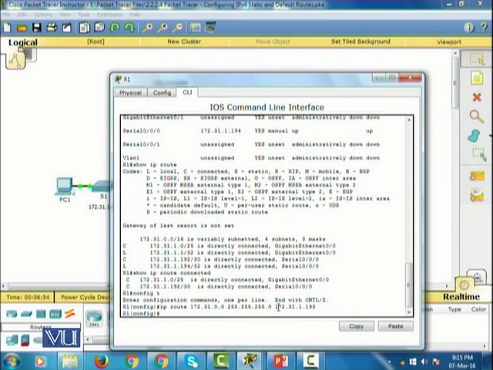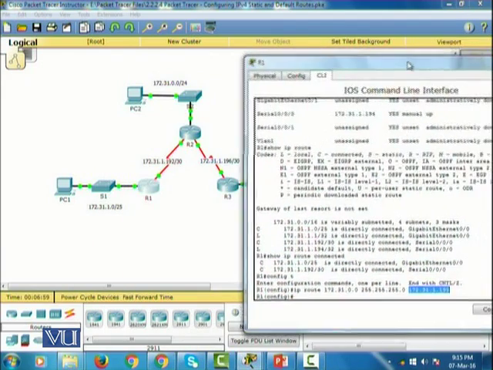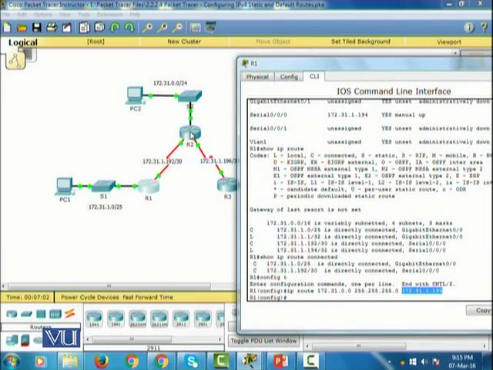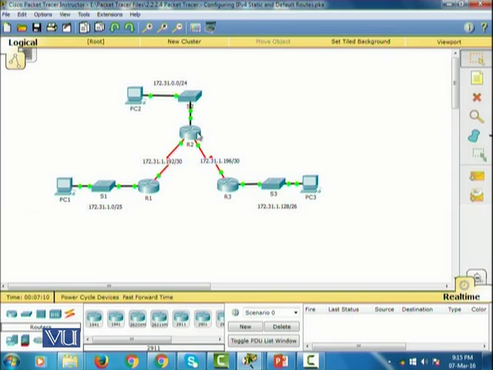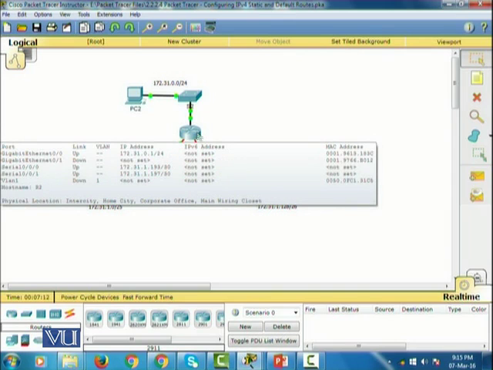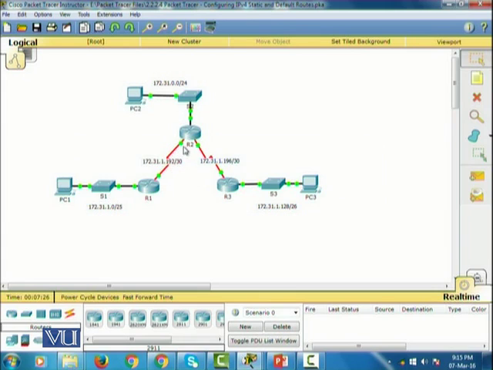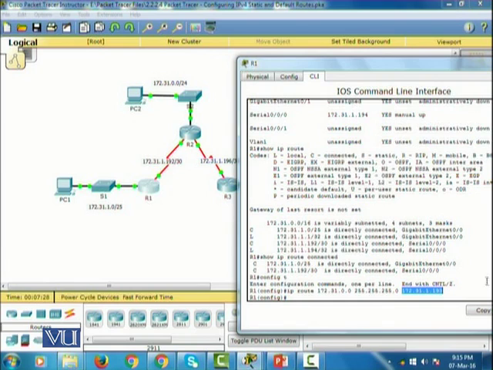But how did I know about this next hop interface? For that, if you hover your mouse over here on R2, it will show you the interface. So I just hover my mouse over here on R2, and it says serial 0/0/0 is up, and the IP address is 172.31.1.193. So this is the next hop address with which I entered the static entry.